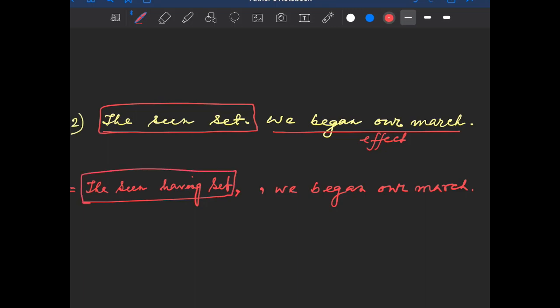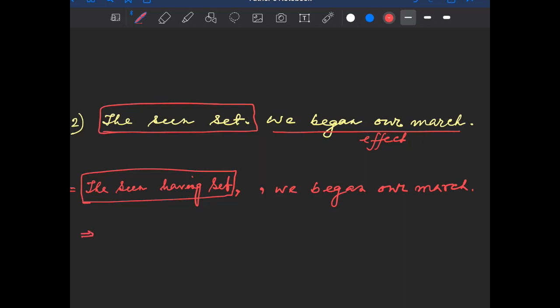The sun, this is the nominative. For this it is called nominative absolute, and the total thing is called absolute phrase. And we began our march. So what did we learn? That how to make nominative absolute.